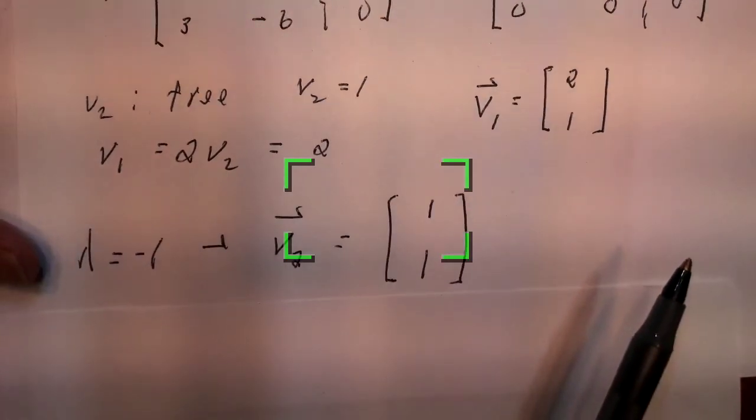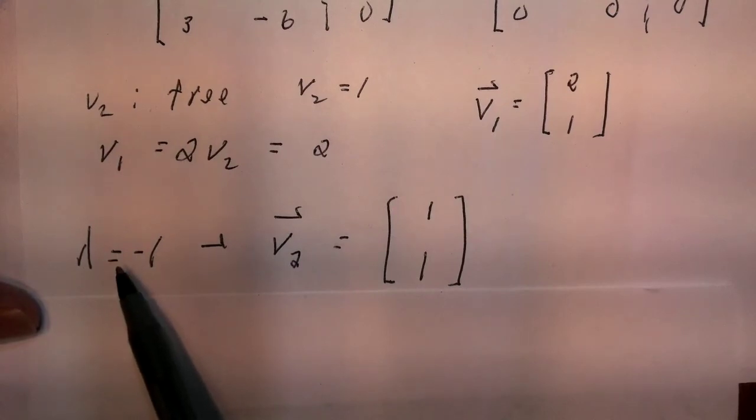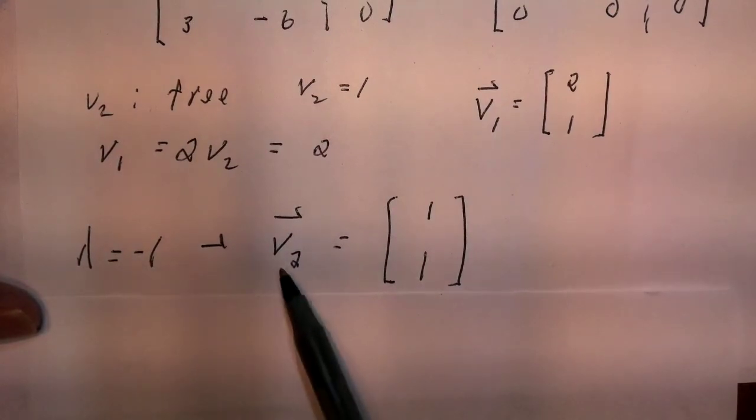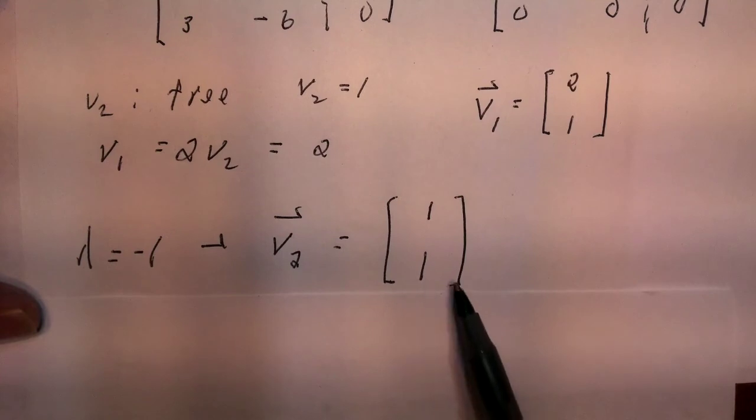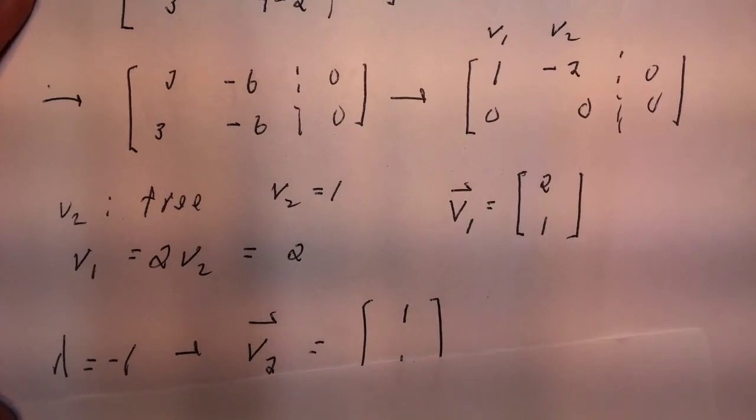You can show using a similar process, and you can check this on your own, that if lambda is equal to minus 1, then the vector V2 is equal to 1, 1. So that's a simple example of how we compute eigenvalues and eigenvectors and what they mean graphically in the two-dimensional case.